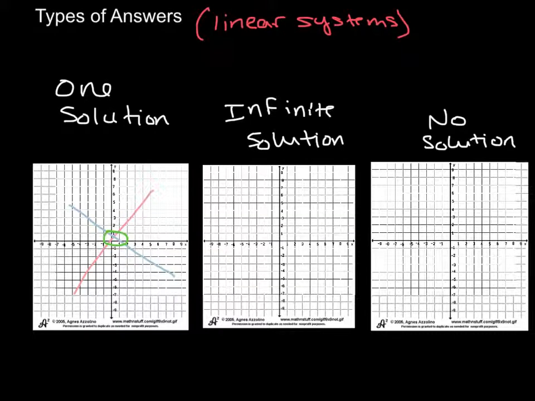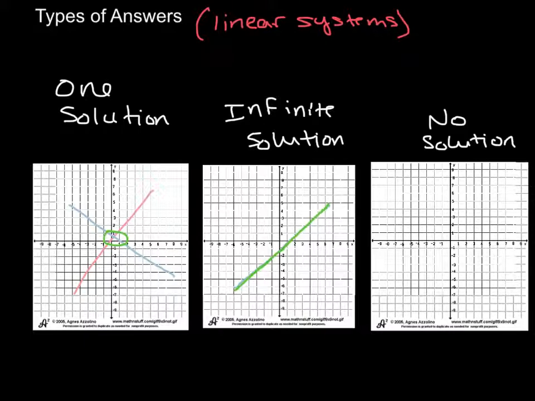Then we'll have infinite solutions. That's if we plot both of the lines and they turn out to be the same exact line. So after plotting both lines, they're pretty much right on top of each other. That means no matter what x and y we pick, it's going to satisfy the system.